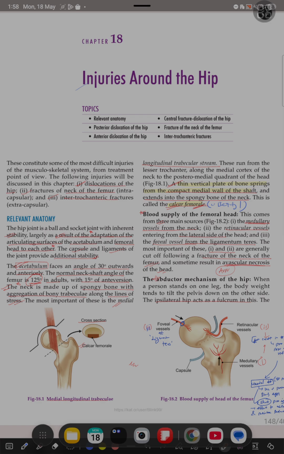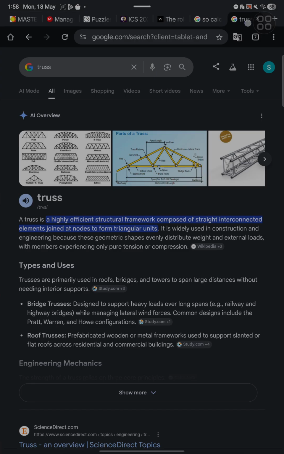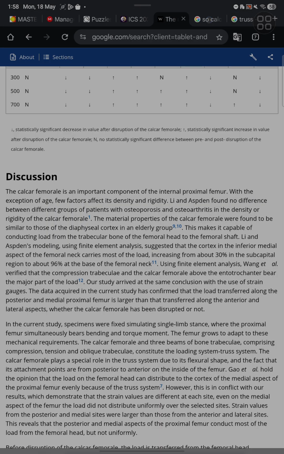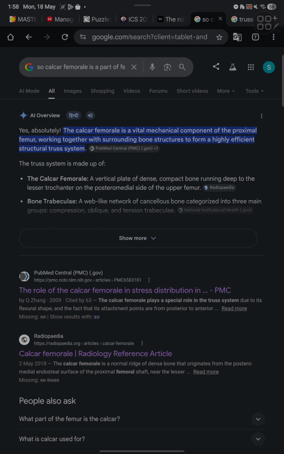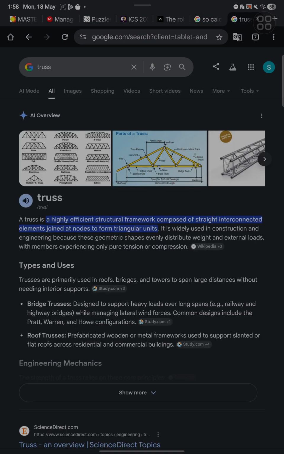So I came across that the Calcar Femorale is one of the vital mechanical structures of the proximal femur, and it is a part of the truss system of the femur. So what is a truss?